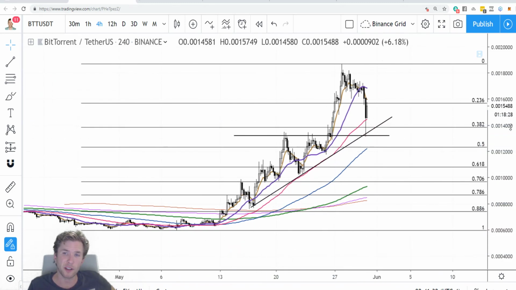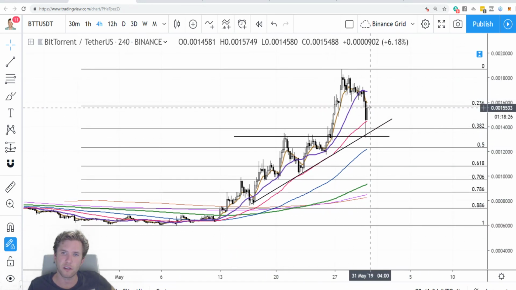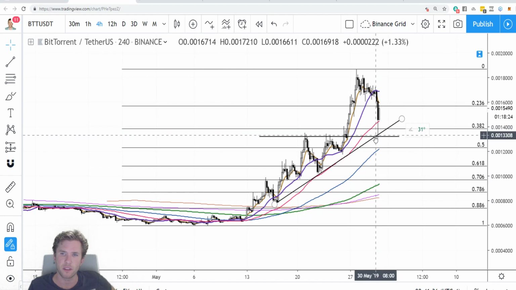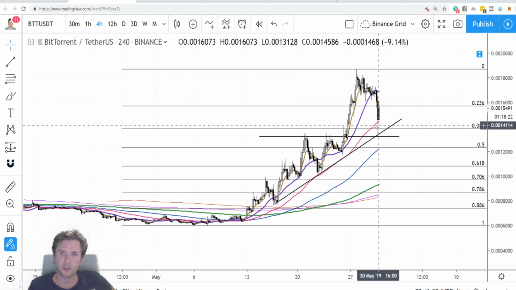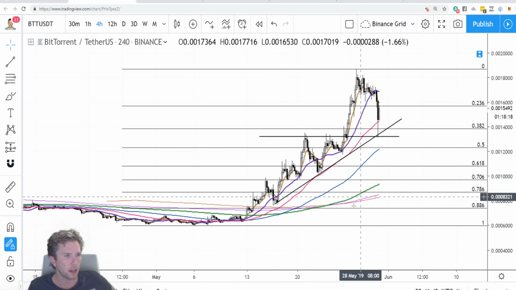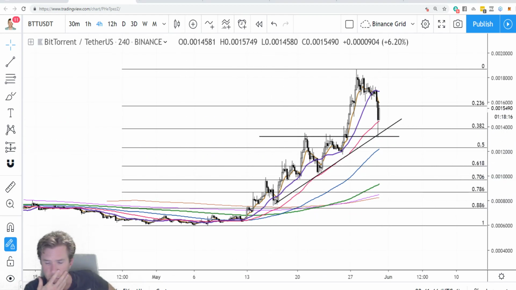BTT looks like it might want to continue. See, this is where we want to try and get entries, down here at the 382s or stuff like that. But I like these pullbacks a little bit more. We're definitely in an uptrend, and we're pulling back across the market, but Bitcoin's looking a little strange.